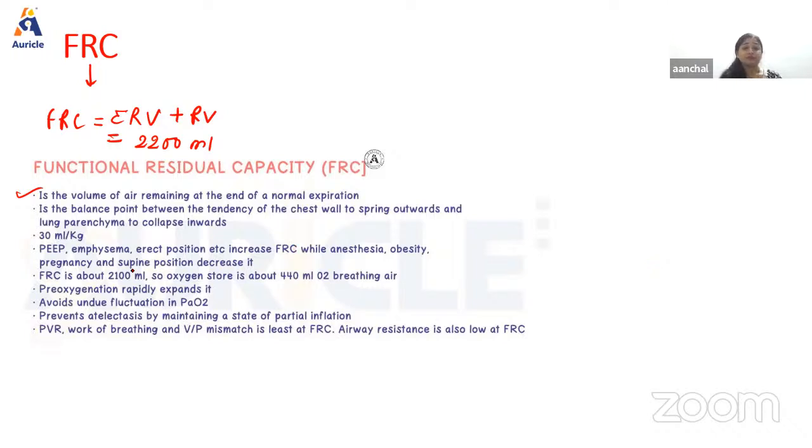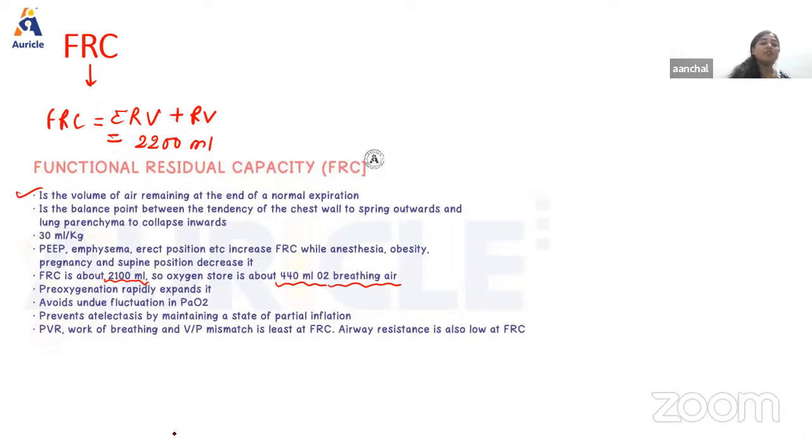In conditions like COPD, emphysema, and erect position, there will be an increase in FRC, while anesthesia, obesity, pregnancy, and supine position will lead to a decrease. FRC is about 2100 ml. The oxygen stored is about 440 ml when breathing air, and pre-oxygenation rapidly expands it. It avoids undue fluctuation in the partial pressure of oxygen, and also prevents atelectasis by maintaining a state of partial inflation.